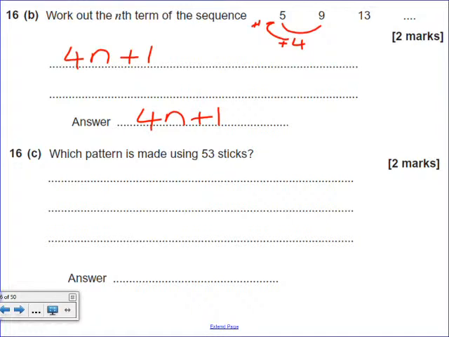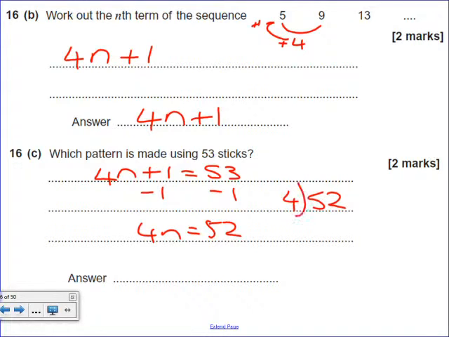So the term-to-term rule is +4. That becomes 4n, and then you adjust with the +1. Okay? Which pattern is made using 53 sticks? 273. Good. So what does it become? 4n + 1 equals 53, minus 1. 4 into 5. Remainder. 4 into 12.